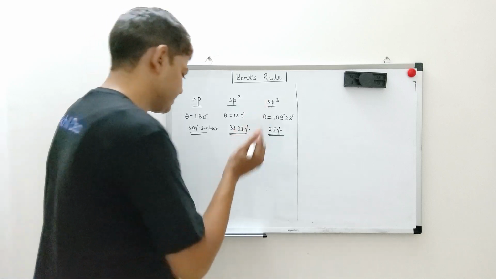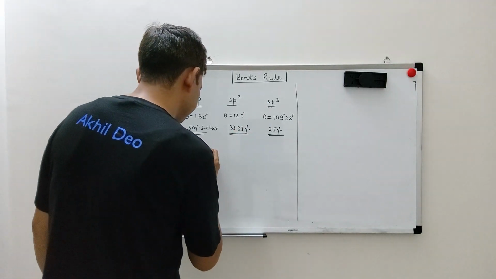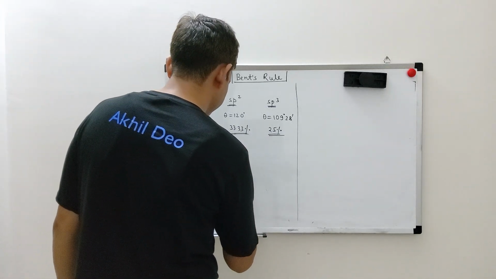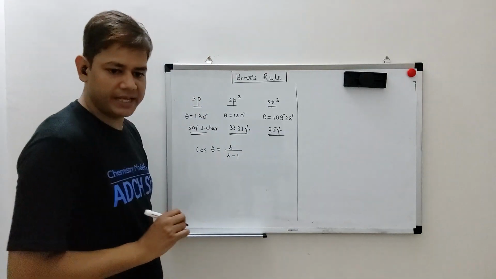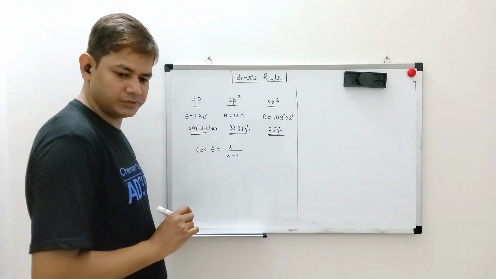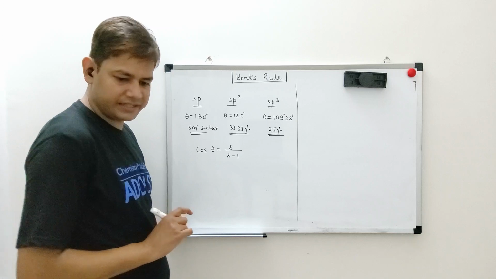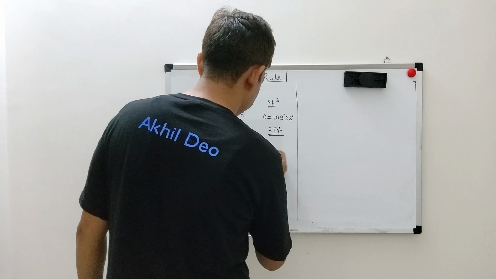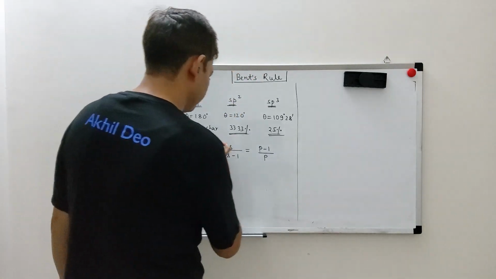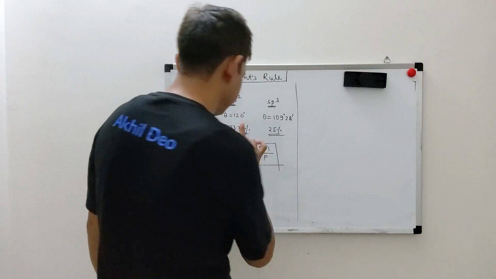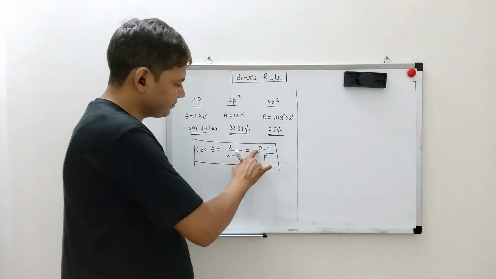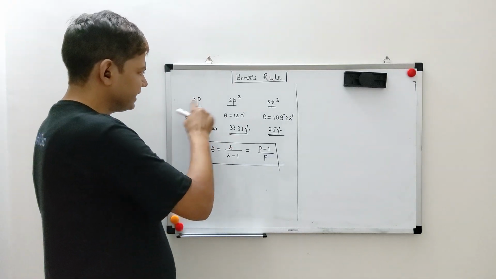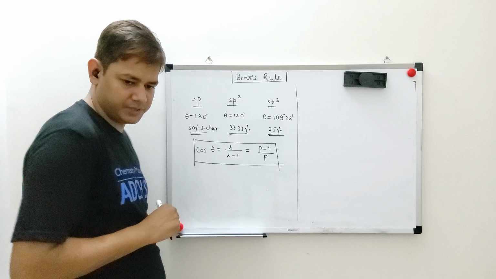We can establish a mathematical relation: cos theta, where theta is the bond angle, is equal to s upon s minus 1, where s is the fractional s character, or it is also equal to p minus 1 upon p, where p represents the fractional p character. We can put the value of s in any of these three hybridizations and verify this expression.